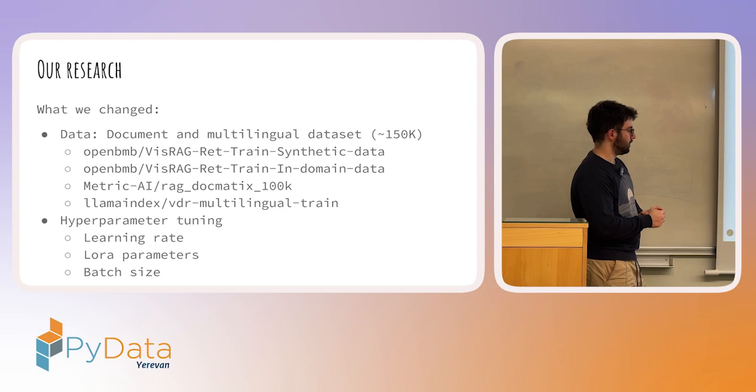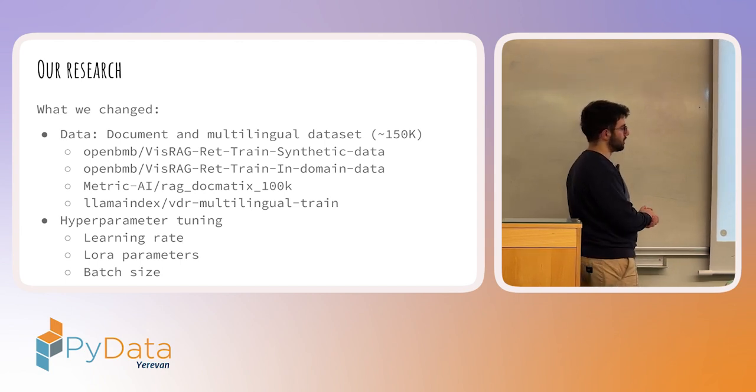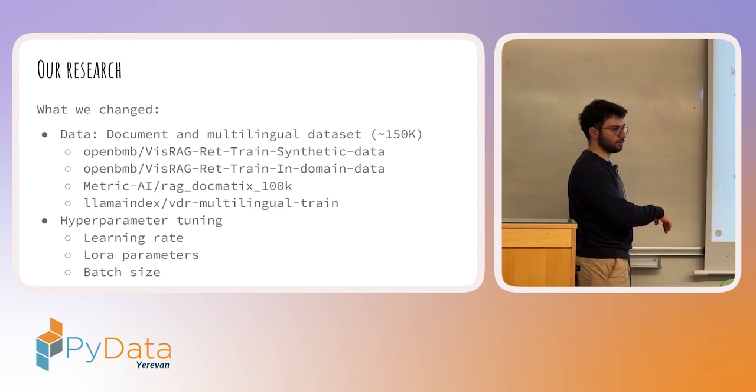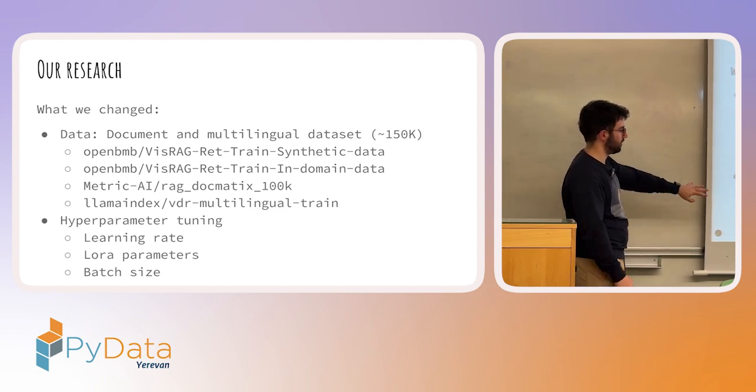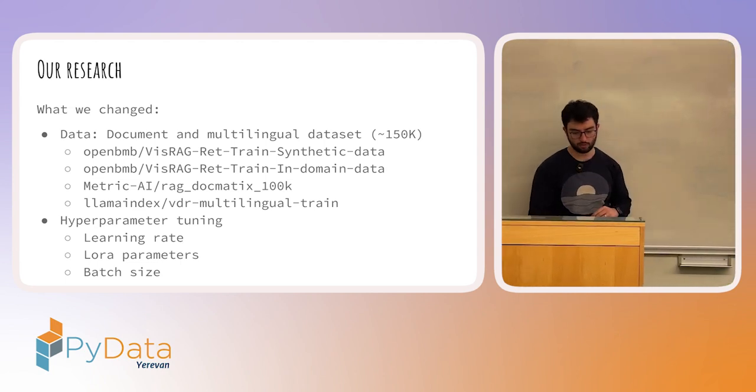The next thing that is usually done is a lot of hyperparameter tuning. We experimented with learning rates, LoRA parameters, and different batch sizes. We did a lot of other things too, but these are the three parameters that heavily impacted the performance of our models.